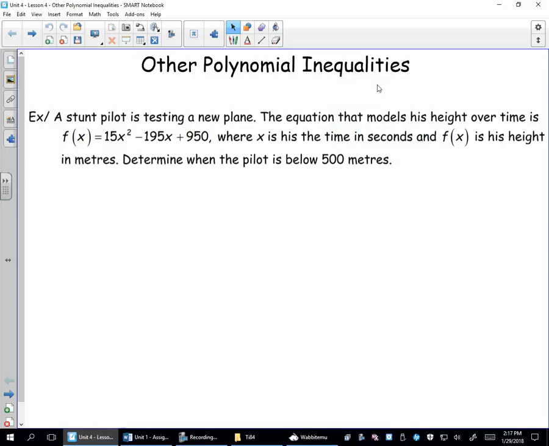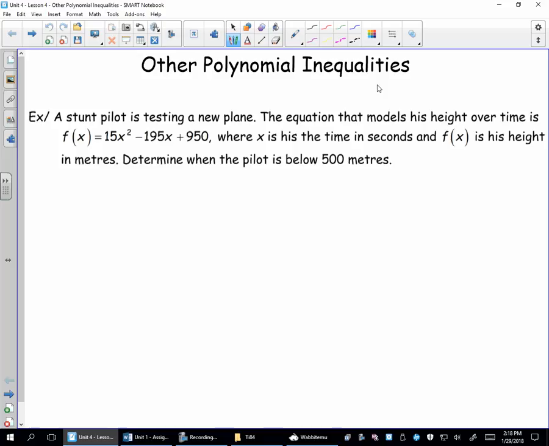In this lesson, we're going to continue our examination of polynomial inequalities. We're going to look at some of the situations where a by hand method may not be the optimal solution or may not even be possible. We'll start with some old stuff though. We'll go through some reminders from yesterday.